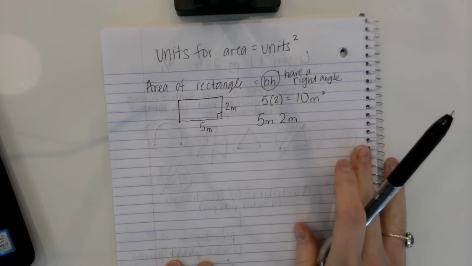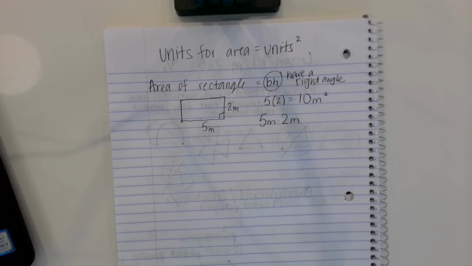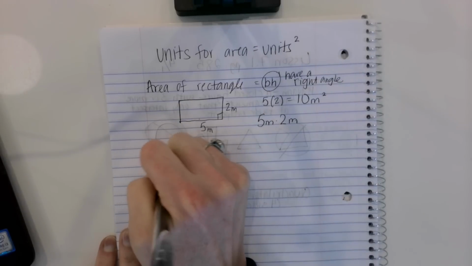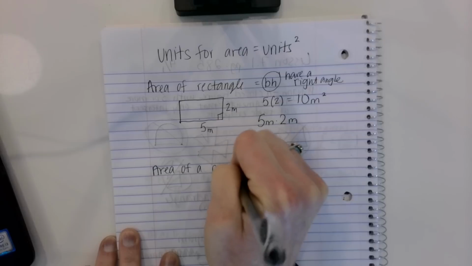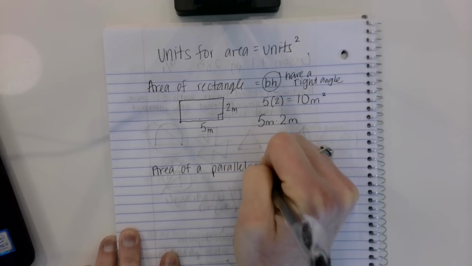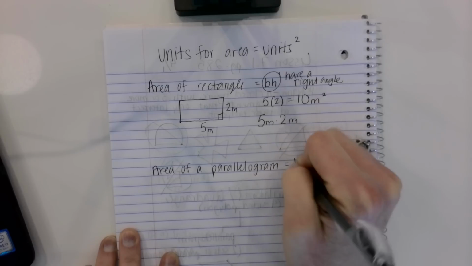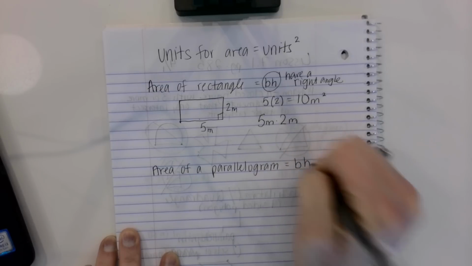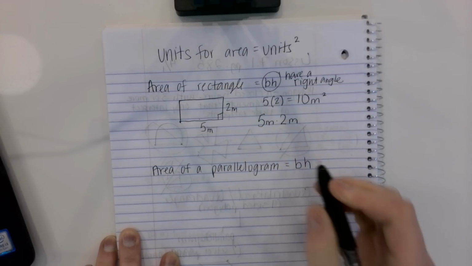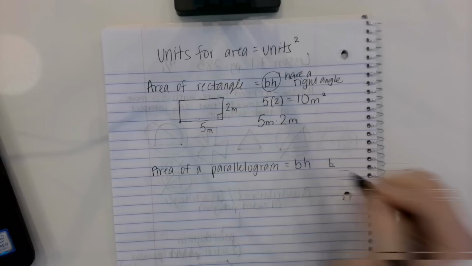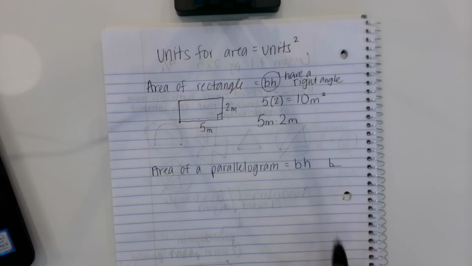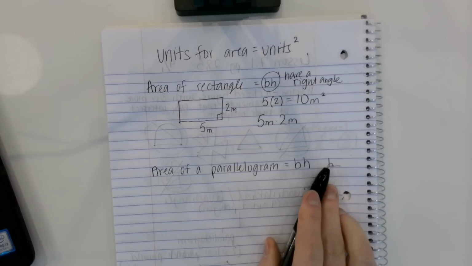Coming back to our notes here so we can write our new findings down. So we have area of a parallelogram is base times height, BH, base times height. And again, making sure that you know that those have that right angle that you're looking for. They have to have that right angle that you're looking for there. All right, so let's practice some.